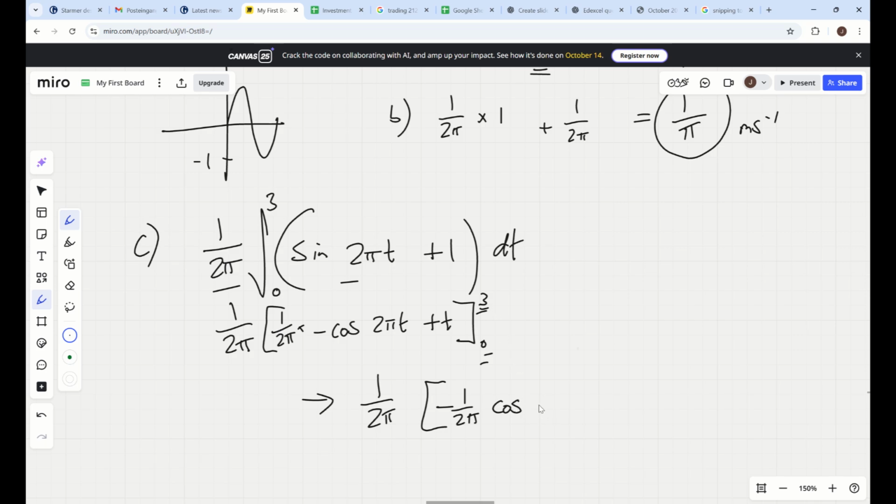So what's that? 3, so that's cos of 6 pi plus 3, minus, I think you get the idea. Okay, eventually that will give you an answer of 0.477 meters.